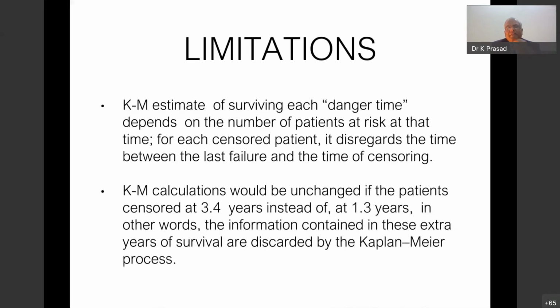I think we have talked about these limitations, but there is one more limitation which we need to keep in mind, that Kaplan-Meier calculations will remain unchanged if patients are censored at 3.4 years instead of at 1.3 years. It means the information which you get in extra years is not really captured by Kaplan-Meier, in the sense that your survival curve, because it has assumed that everybody is starting at the same time, will become very thin towards the end.